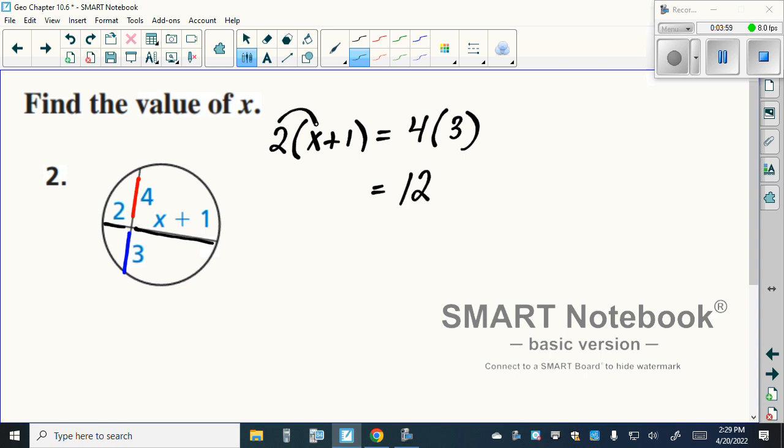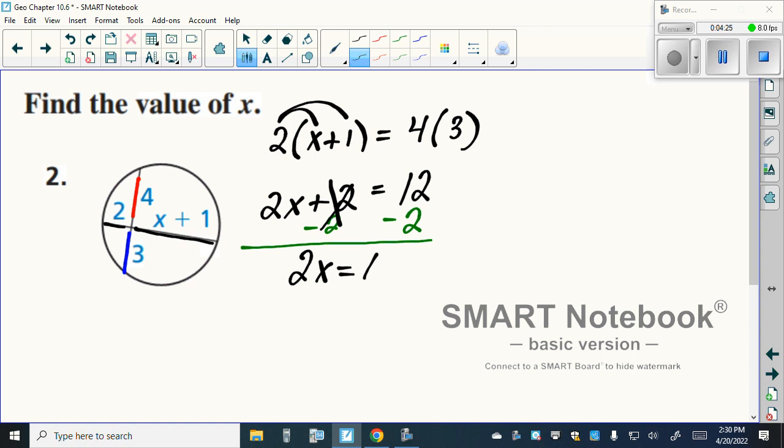On the other side, we can distribute the 2. 2 times x is 2x, plus 2. The next thing we'll need to do to solve for the value of x is subtract 2 from both sides. And if we subtract 2 from both sides, we simplify. 2x is equal to? And that's all we need to do for this one here to solve for the value of x.